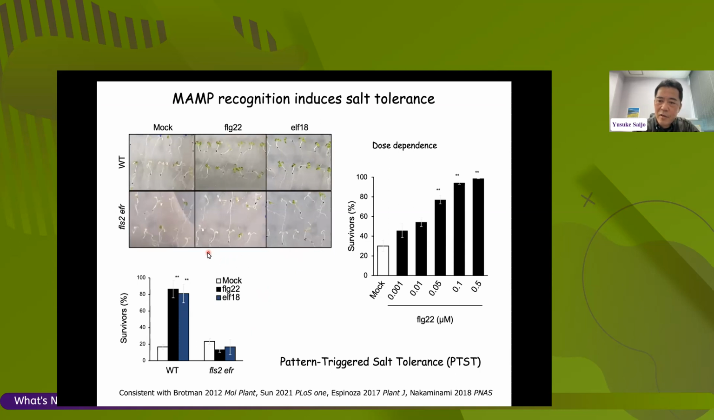So this flg22 and elf18 pre-treatment also increased the salt tolerance of seedlings in a manner dependent on the cognate receptors, FLS2 and EFR. And we also examined the dose dependence of this flg22-induced salt tolerance and found that it is quite similar to what we are familiar with in defense activation. We conventionally use from 0.1 to 0.5, 1 micromolar of flg22 to make sure of strong activation of defense responses. But usually we observe some extent of activation in the lower molar range. So this is quite consistent with defense activation.